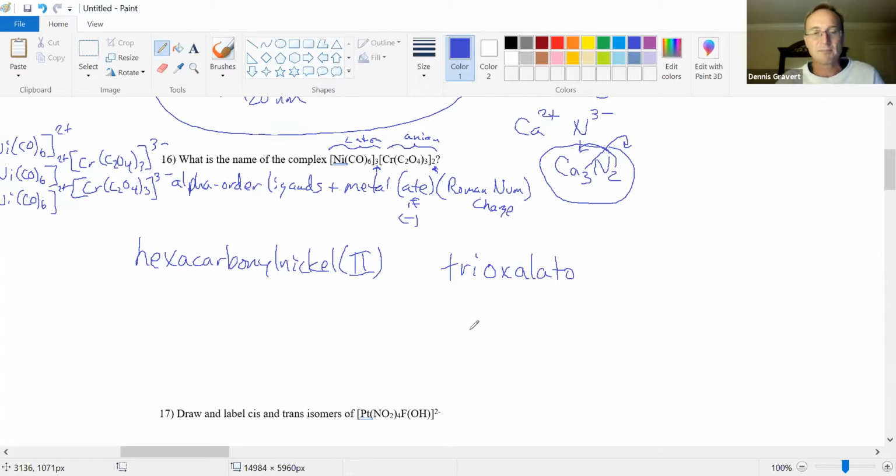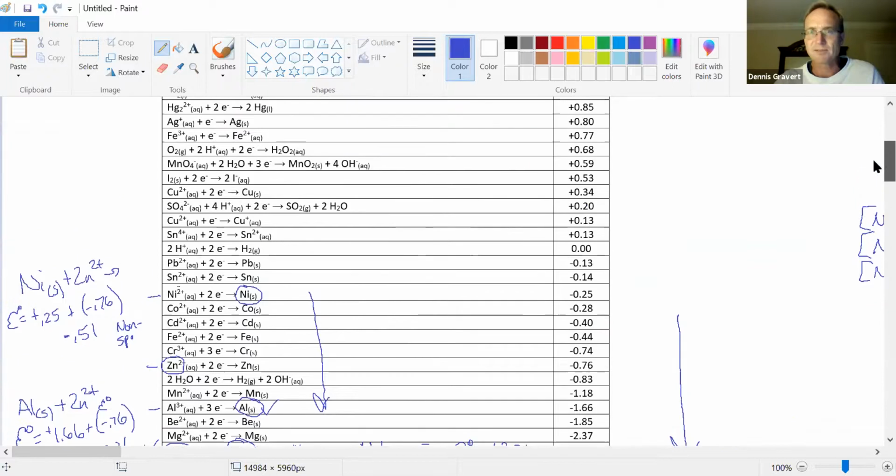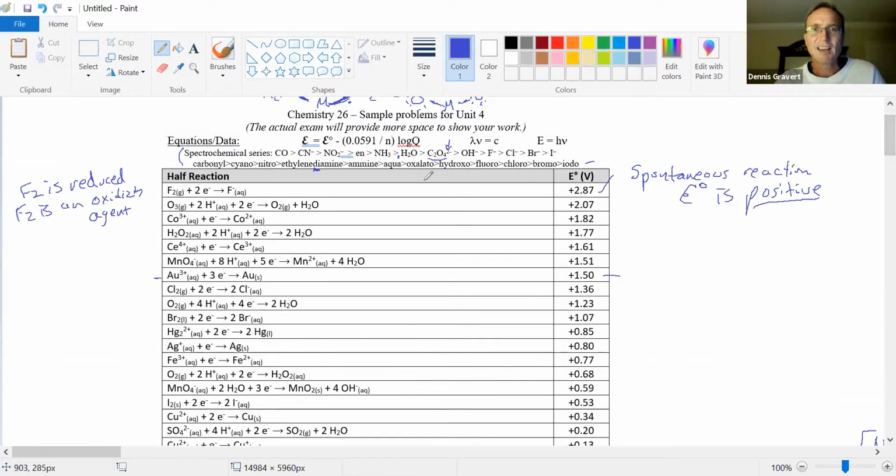Oxalato is what it is. Again, you didn't have to memorize that. But if you work on these long enough, some things just start sticking in your head. Yeah, oxalato. And there's a -2 charge on it.